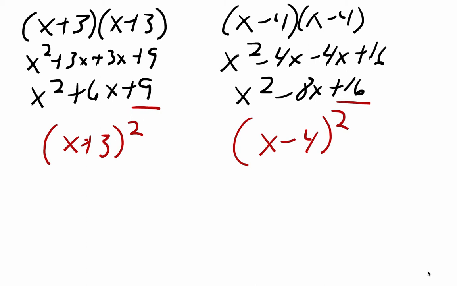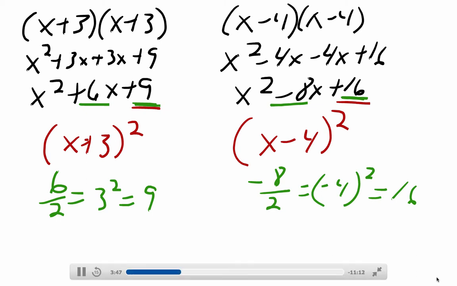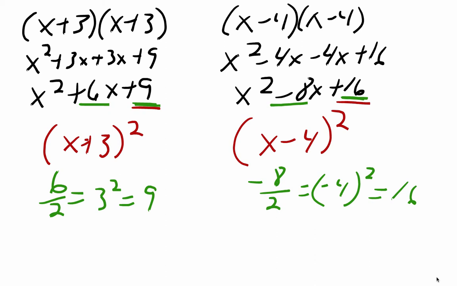Another way I can look to see if these are perfect square trinomials is, if I look at this middle term, the 6, if I take half of that, which would be 3, and then square it, I get that last term up here, which is 9. Same way here, if I take that middle term, negative 8, take half of that, which would be negative 4, and square that, negative 4 times negative 4 is 16, I get that number up there. So that's how I know these are perfect square trinomials, because I can take half of the middle term, square that answer, and get my last term, like the 9 and the 16.